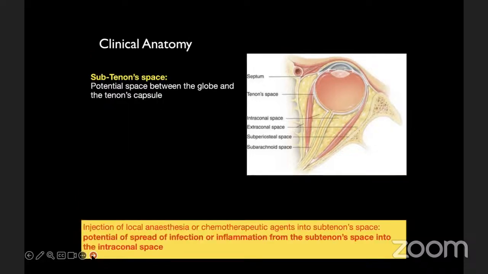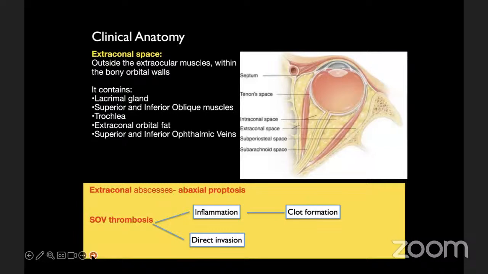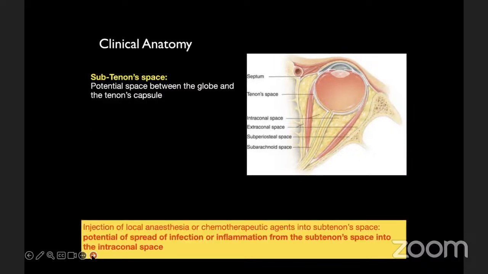Now, apart from this, we have the subtenon space. The subtenon space is the region between the globe and the tenon's capsule. During anesthesia, local anesthesia infiltration, it can enter into the subtenon space, and that can be a potential route of spread of infection or inflammation from the subtenon space into the intraconal space. So it is also important to understand that this can be a potential route of spread of infection.